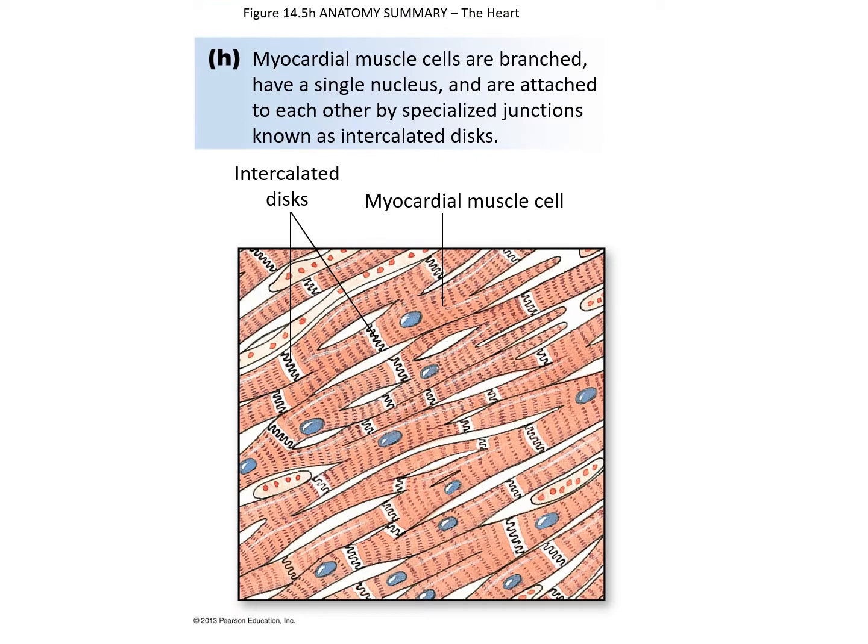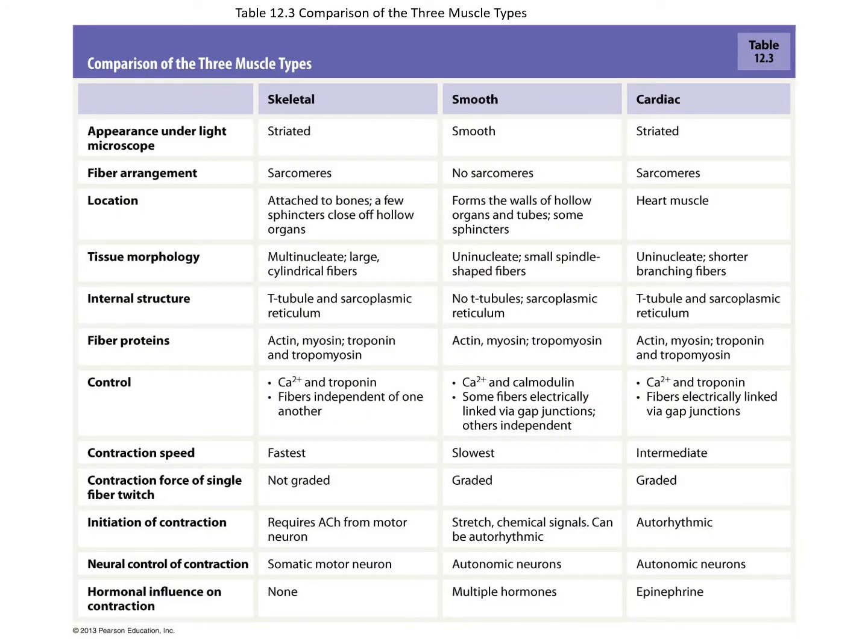Here we can see another image of the myocardial cells, just reviewing the general structure and how they are branched. Some of the major similarities between skeletal muscle and cardiac muscle are their striated appearance and that they function in very much the same way. However, there is a key difference between skeletal muscle and cardiac muscle from a functional standpoint, and that has largely to do with calcium.